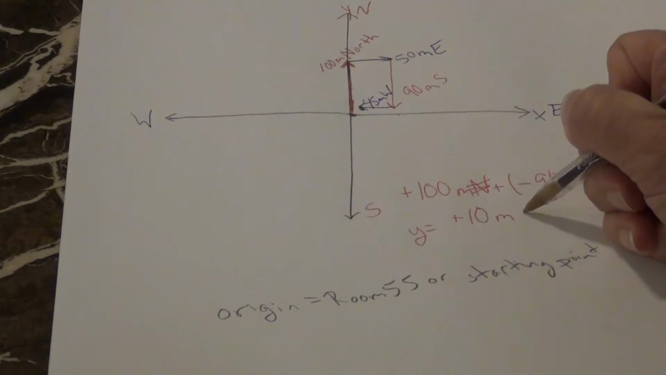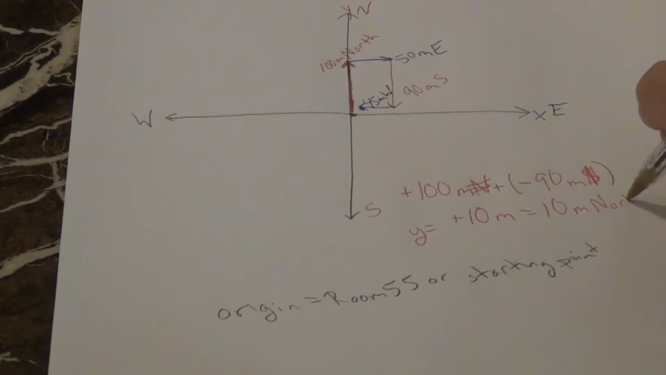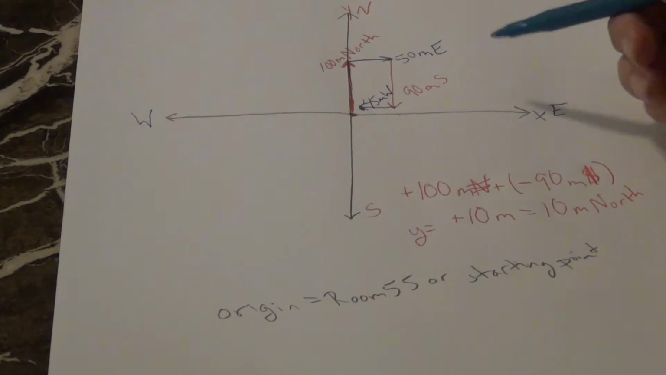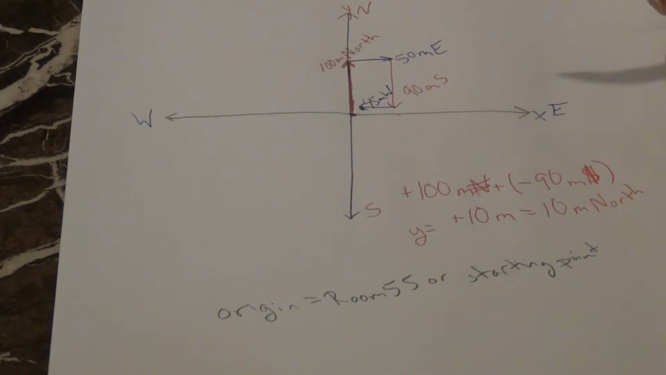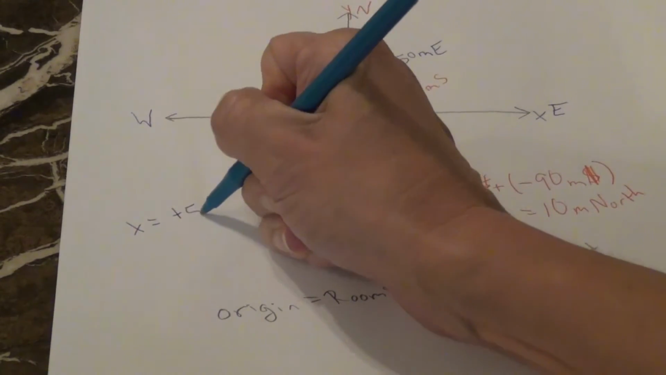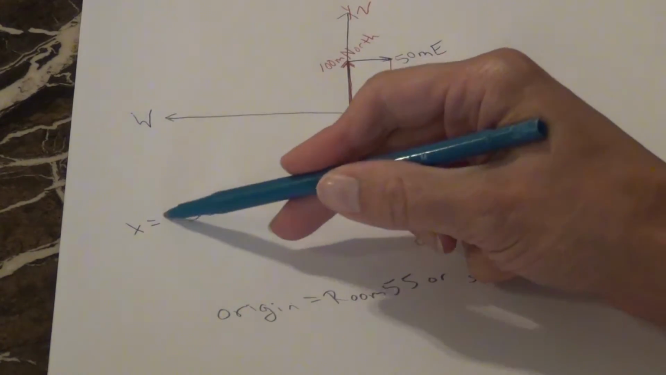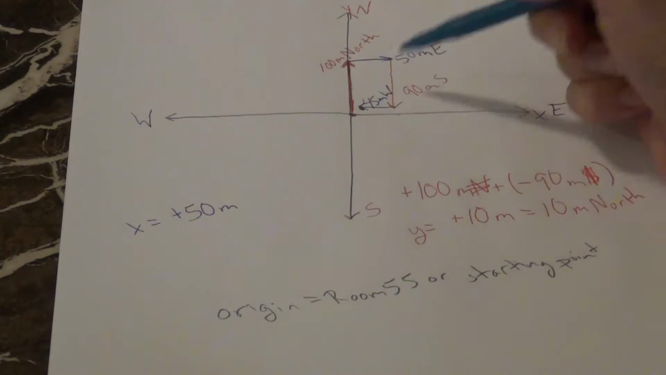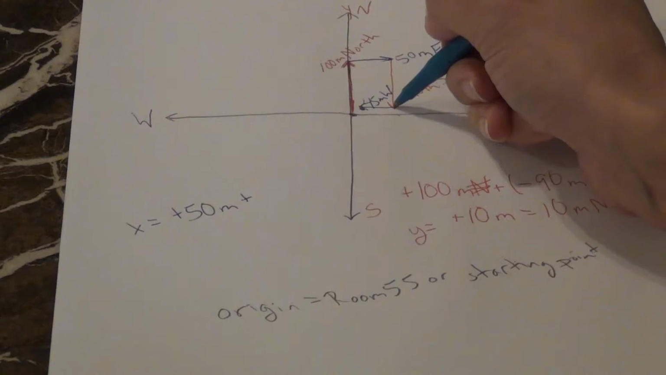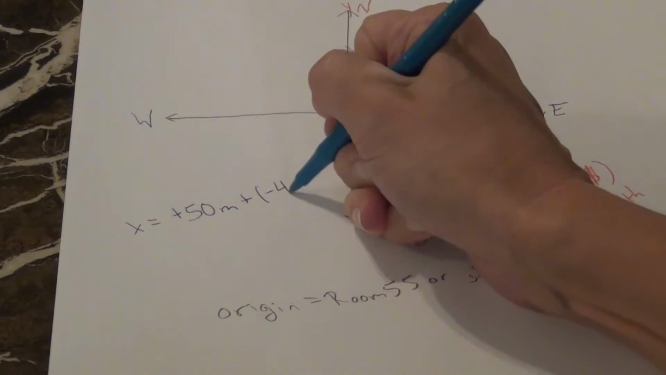Positive 10 meters is the same thing as saying 10 meters north. So I was off by 10 meters in the y direction. Then if I look at my x, my east-west, well, I went 50 meters east. So my x direction, 50 meters east, which is positive 50 meters. And we're going to drop off our east because we're accounting for it with the sign of positive. Okay, and then plus, but wait a minute, that one's headed west. And we said in the notes that west was negative. So plus negative 45 meters.